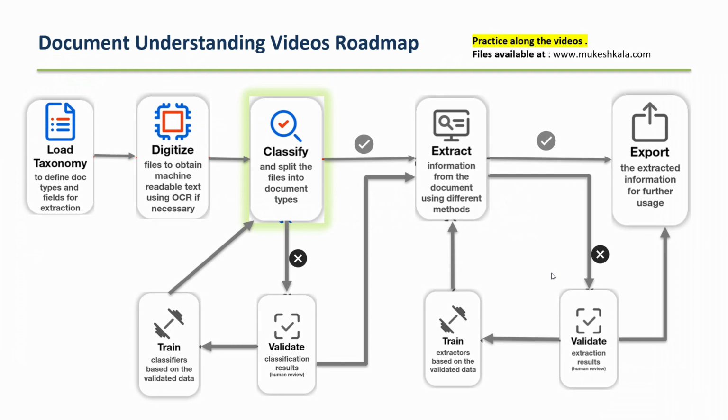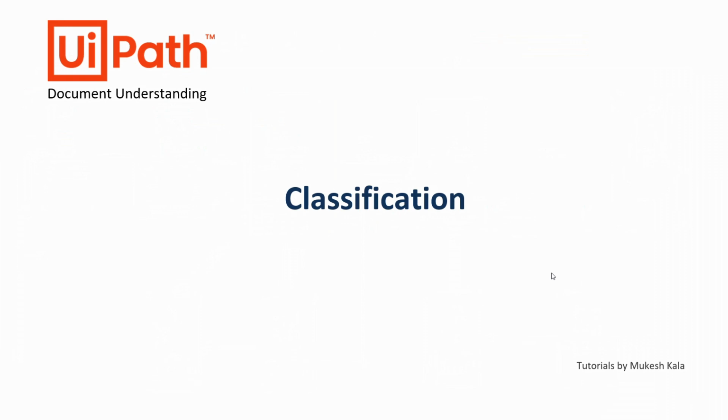In the previous videos, we have already seen what load taxonomy is, we have done the digitization, and today the one which is highlighted in green is the classification, right? And the ones which are grayed out are the upcoming videos in the playlist. Also, I have received feedback from you guys that you want to practice along with me. So in the first video, I have already shown you where you can download the files. The files are available on my website. You can watch this playlist along with me, and at the end, we both would have the same document understanding use case. So today we are going to see what exactly classification is, which is the next stage in document understanding.